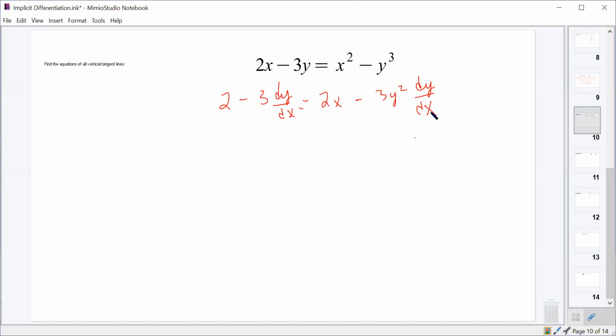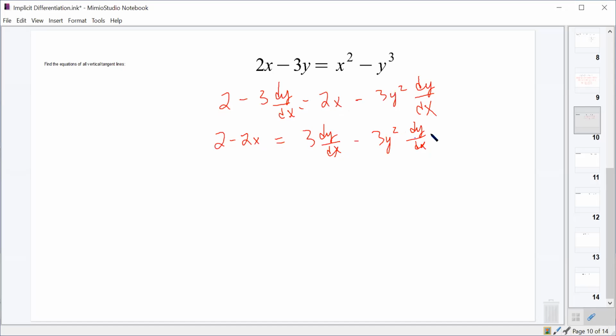And then we'll gather everything that has a dy/dx to one side and everything that doesn't to the other side. So that's going to give us 2 minus 2x equals, we'll bring the 3 over there, 3 dy/dx minus 3y squared dy/dx. Everybody good so far?